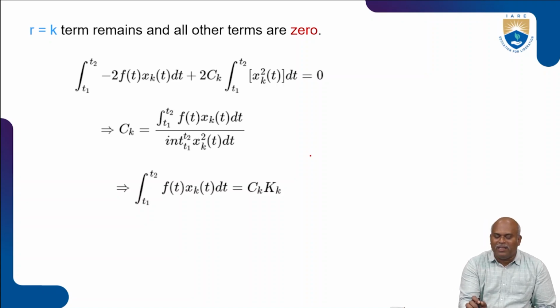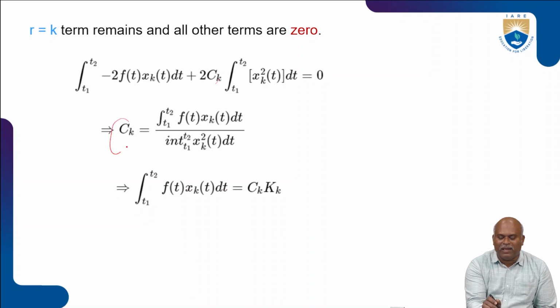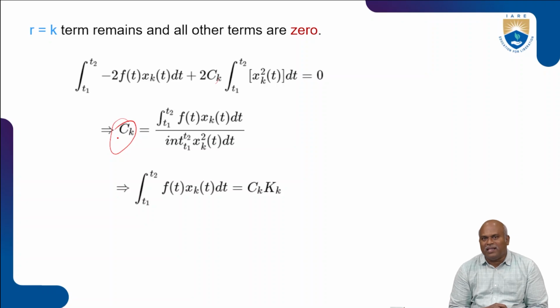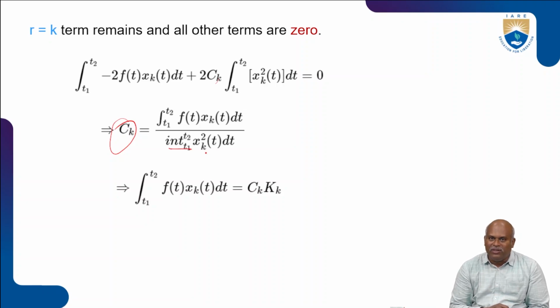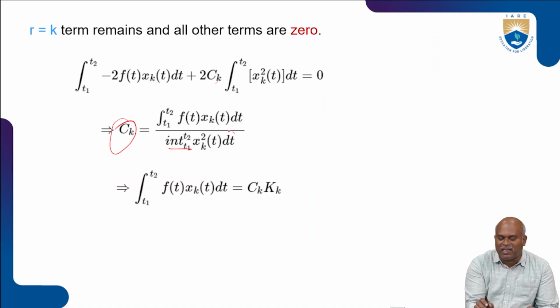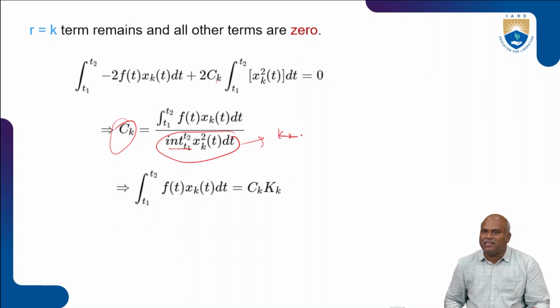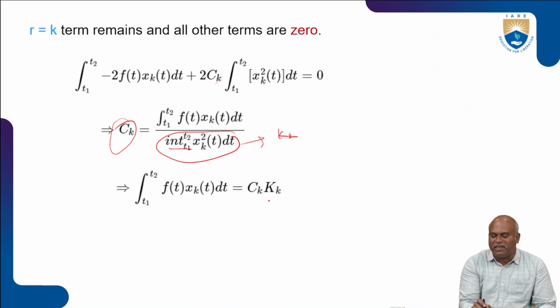Now we find ck. ck is equal to the integration of t1 to t2 of f of t xk of t dt, divided by the integration of t1 to t2 of xk square of t dt. Those conditions are represented as the initial condition, and the denominator value we found previously is represented as kk. Then cross multiplying with ck, finally we get the integration of t1 to t2 of f of t xk of t dt equal to ck kk.